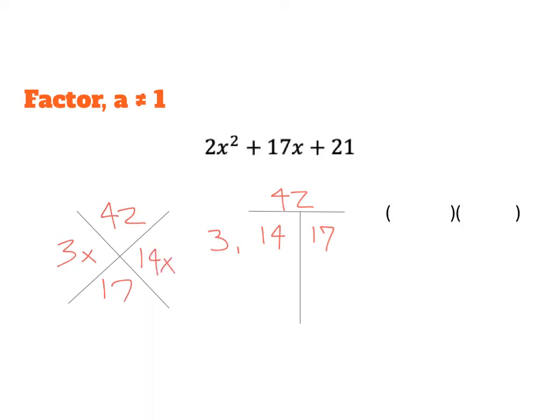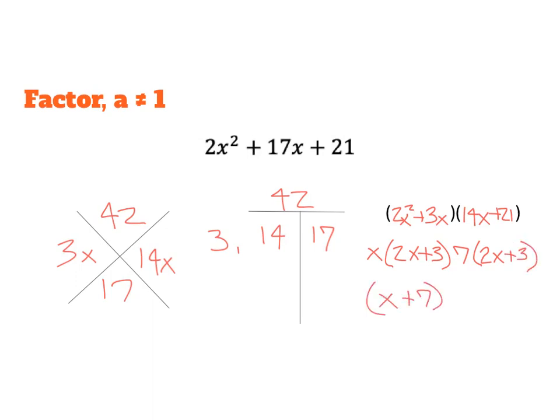All right, and in my set of parentheses, I have 2x squared, my plus 21, and then I'm just going to add in my plus 3x and then my 14x. I'm going to factor each set of parentheses, so I can factor an x out of the first set, leaving me with 2x plus 3. And I can factor out a 7 out of the second set of parentheses, which would leave me with 2x plus 3. So my final answer would be x plus 7 and 2x plus 3.